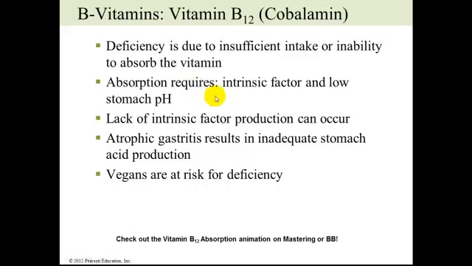There's also something called intrinsic factor, intrinsic meaning within, and this intrinsic factor is important in allowing the vitamin B12 that we take in to become usable. So for all of this, you should also check out the vitamin B12 absorption animation on Mastering or in Blackboard.